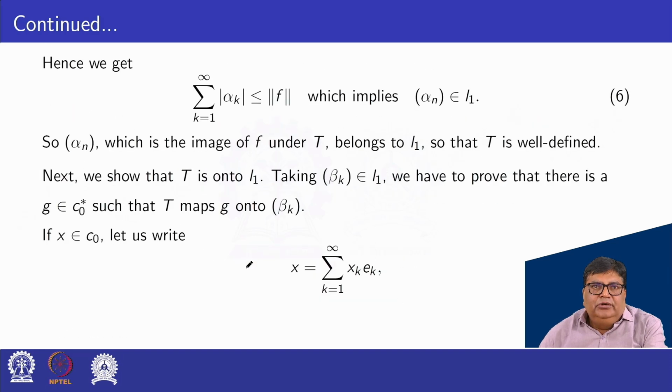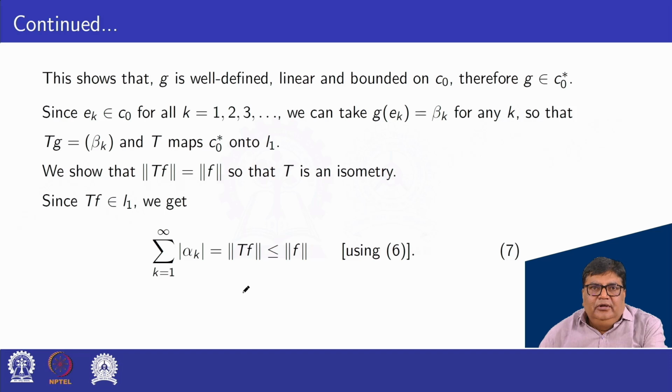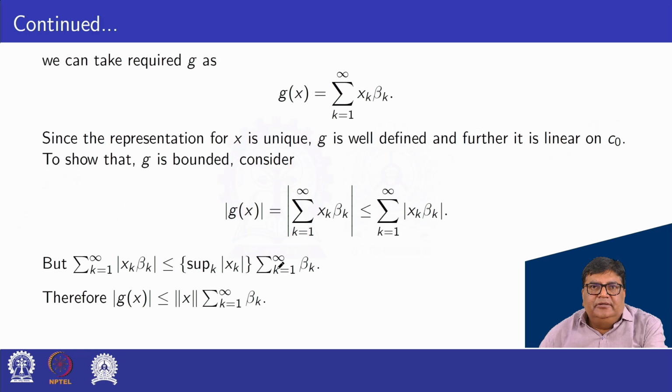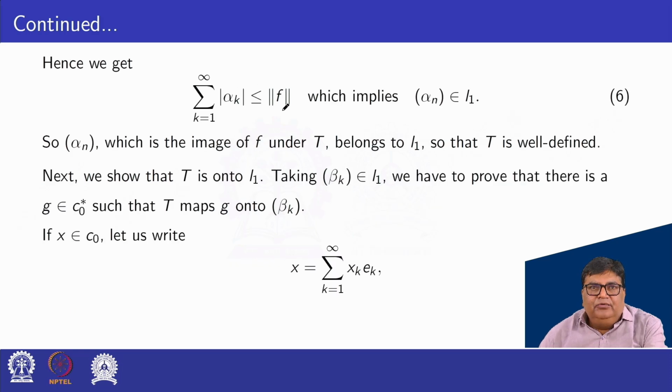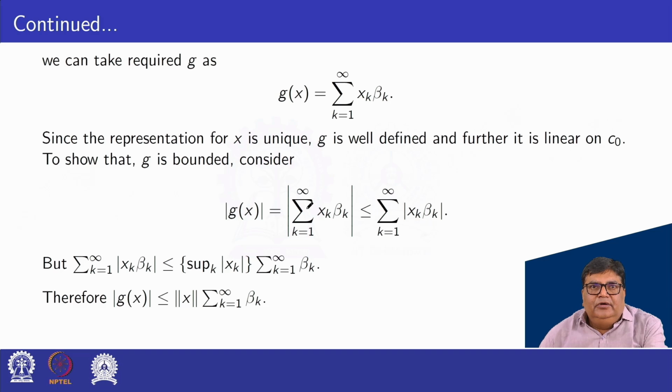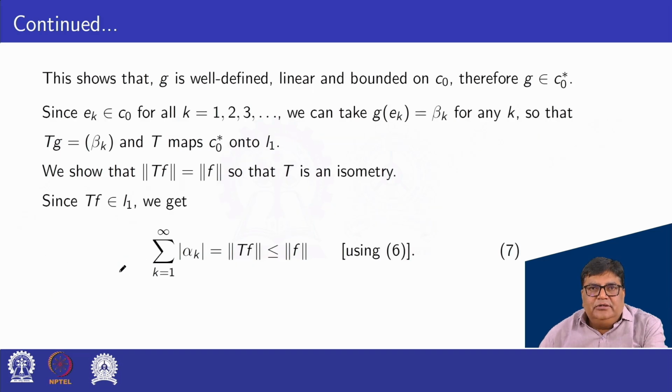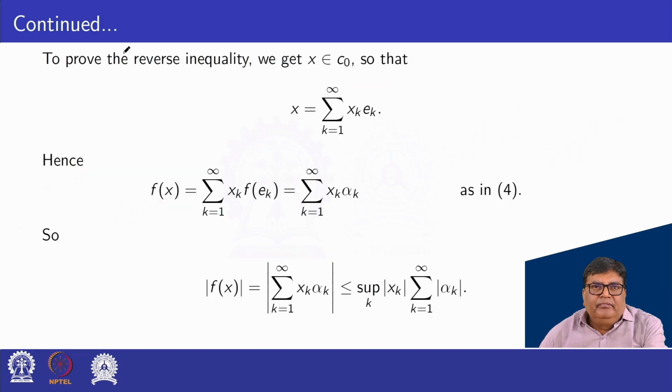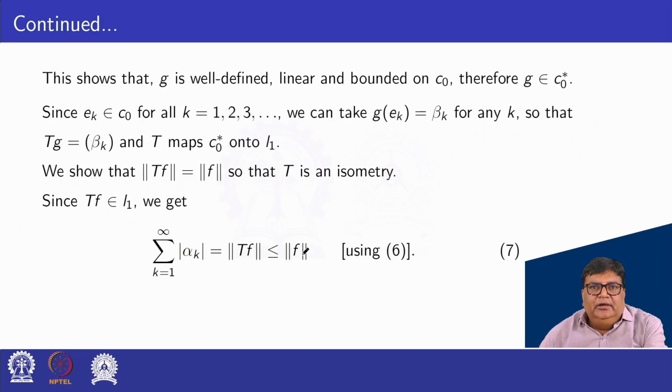So here we have this, and using equation 6, mod alpha k is less or equal to the norm of f. So this quantity is less or equal to the norm of f. Equation 7. We have proved here that the norm of Tf is less or equal to the norm of f. Now, to prove the reverse inequality, we have to prove the norm of f is less or equal to the norm of Tf.